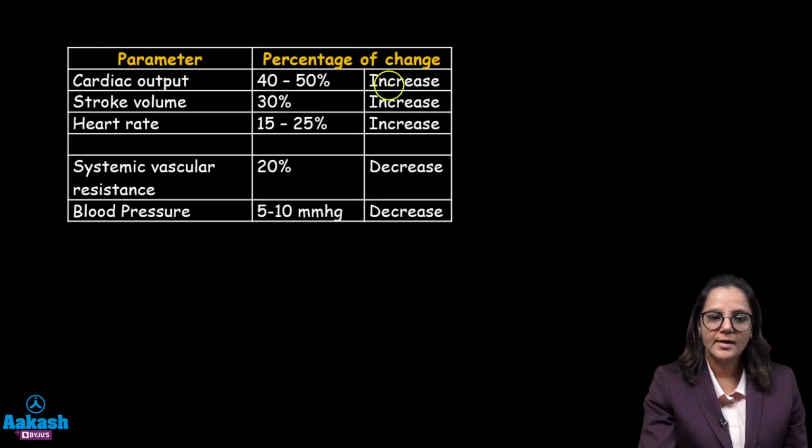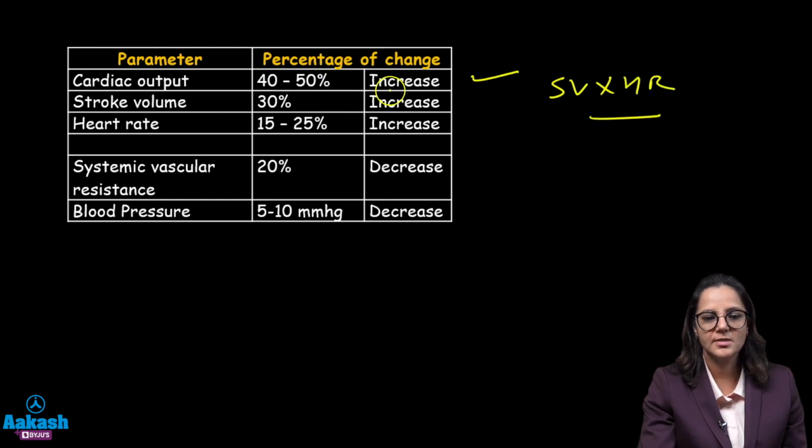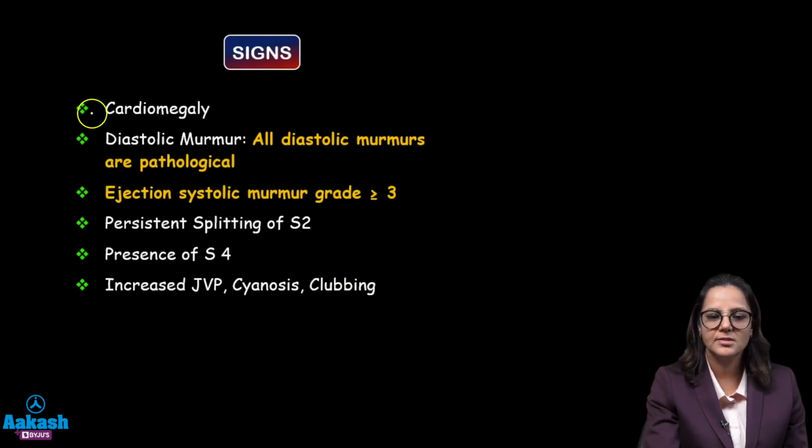Few other points. Cardiac output increases by 40 to 50%. What is cardiac output? Your stroke volume into heart rate. So since this is increasing by 50%, stroke volume and heart rate are also increasing by 30 to 25%. Only blood pressure decreases.